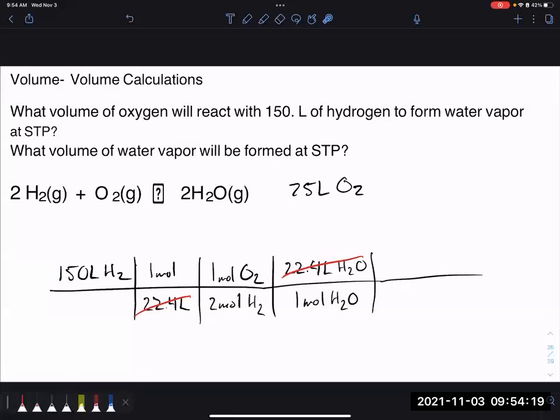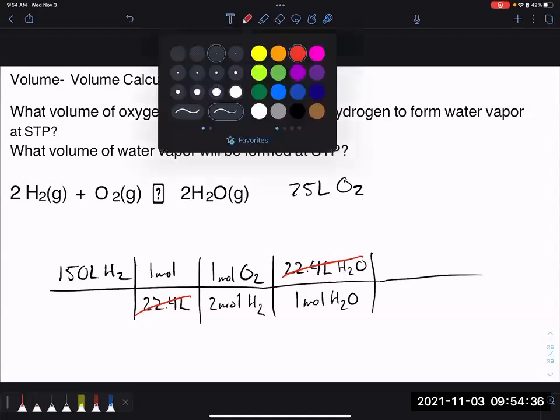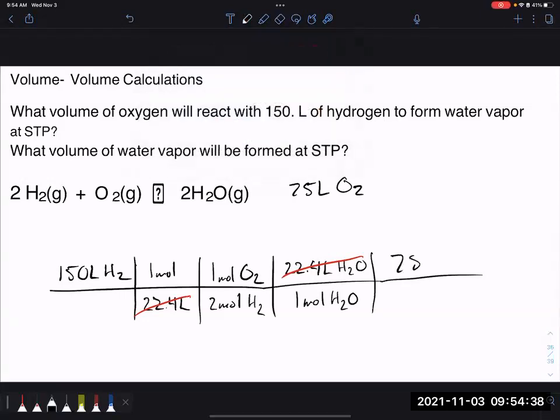And since the volume is only dependent on the number of moles, we just take 150. Well, I'll type it in with the 22.4, but 150 times 22.4 divided by 22.4 divided by 2, 75 liters O2.